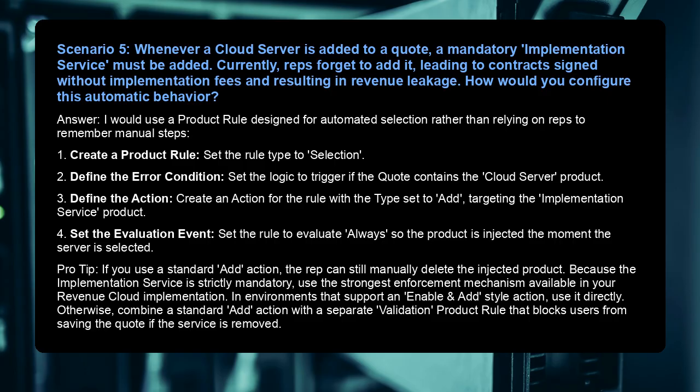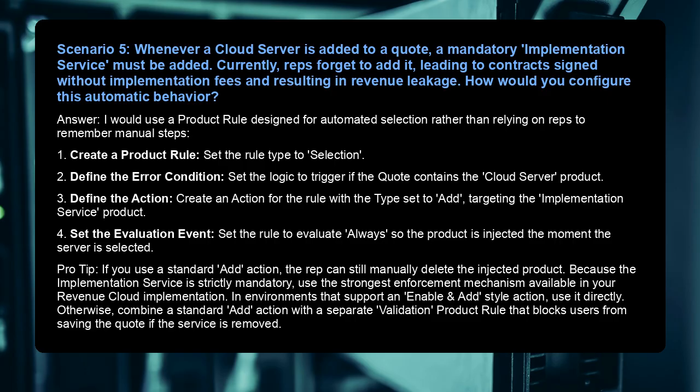2. Define the error condition. Set the logic to trigger if the quote contains the cloud server product. 3. Define the action. Create an action for the rule with the type set to add, targeting the implementation service product. 4. Set the evaluation event. Set the rule to evaluate always so the product is injected the moment the server is selected. Pro tip: if you use a standard add action, the rep can still manually delete the injected product.